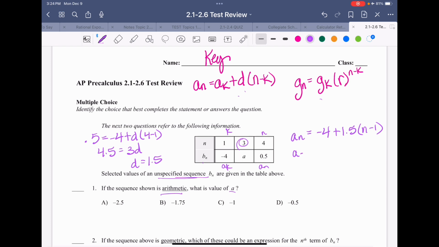So a sub 3 is equal to -4 plus 1.5 times (3 minus 1). 3 minus 1 is 2, times 1.5 is 3. So -4 plus 3 is -1. And there you go. All right.